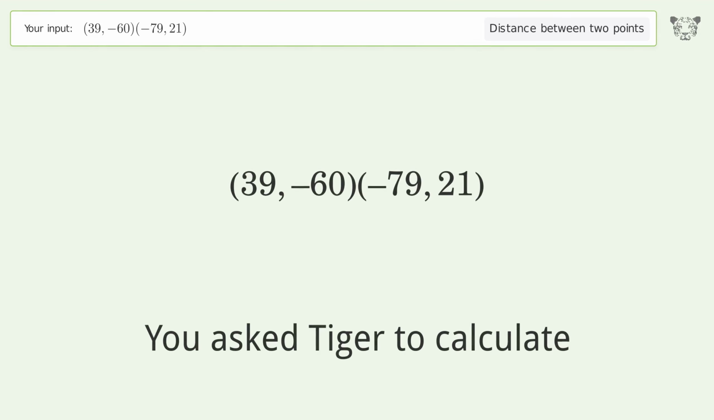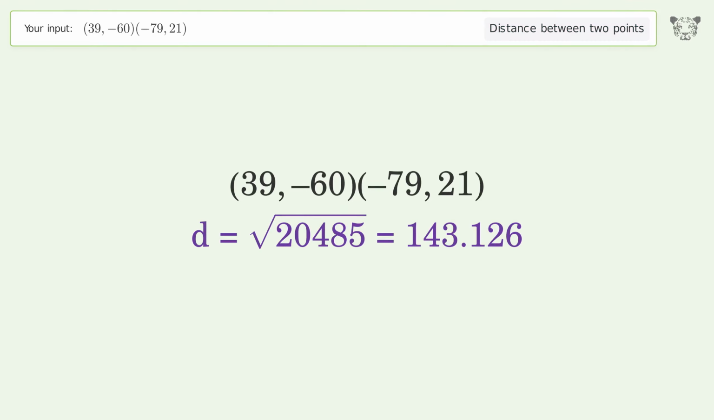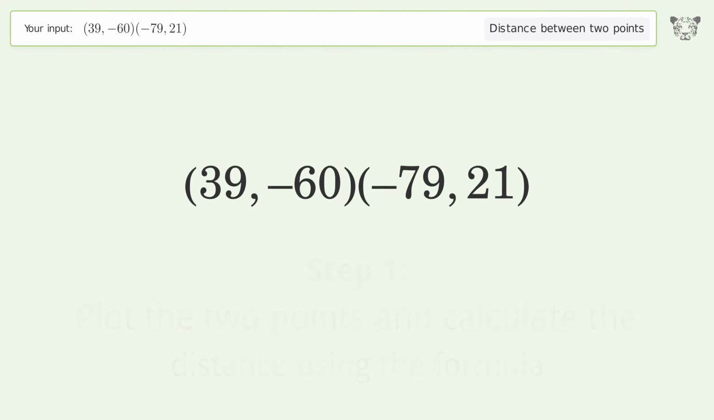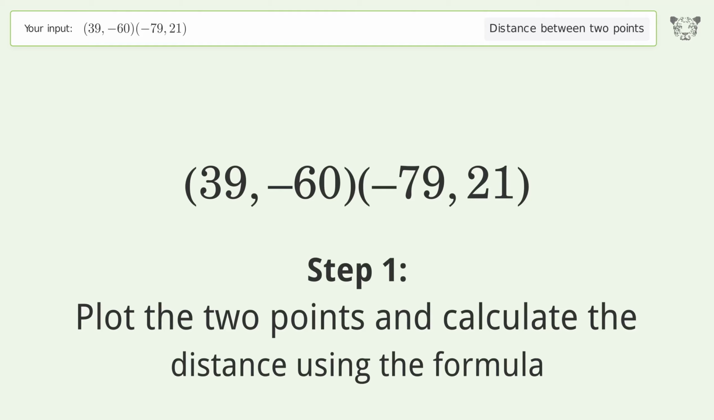You ask Tiger to calculate. This deals with the distance between 2 points. The distance between the 2 points is the square root of 20,485 or 143.126. Let's solve it step by step. Plot the 2 points and calculate the distance using the formula.